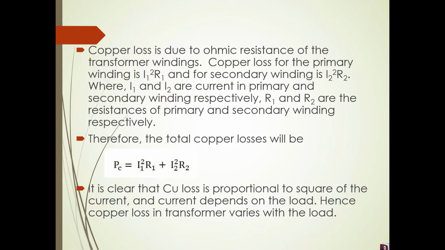And here you can see the total copper loss will be the power of the copper, equal to the primary winding and secondary winding power loss added together. So to conclude, it is clear that the copper loss is proportional to the square of the current, and current depends on the load. So copper loss in the transformer varies with the load.